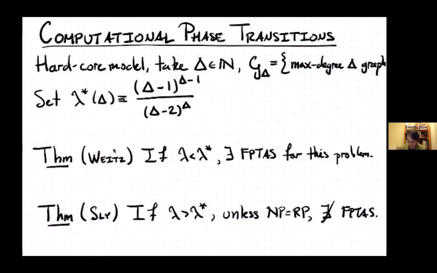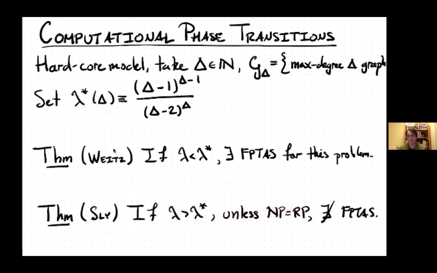And the counterpart is due to Alan Sly. In the form I'm stating it, it involves refinements of Sly and Sly, Sun, Stefankovic, and Galanis, which is that if lambda is bigger than lambda star, then, so briefly ignore this middle condition, there is no fully polynomial time approximation scheme. Okay, so the existence of an approximate counting method for this problem is very sensitive to the value of lambda. And the point at which it goes from existence to non-existence is exactly where there's a phase transition on the delta regular tree.